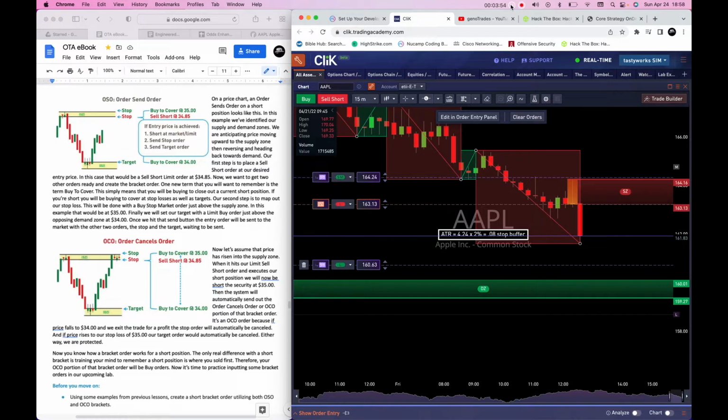So now you know how a bracket order works for a short position. The only real difference with a short bracket is training your mind to remember a short position is where you sold first. Therefore, your OCO portion of that bracket order will be buy orders.